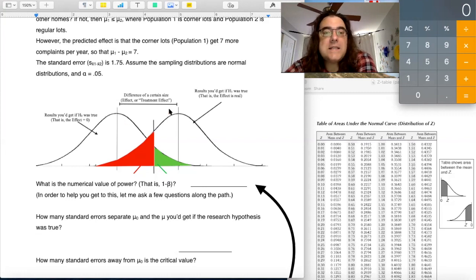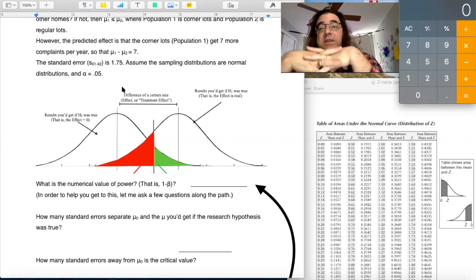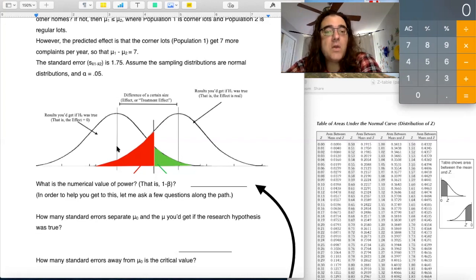Now, why is this 7 right here? Well, that's because if the null hypothesis is true, then taking the number of complaints from everyday houses and the number of complaints from corner houses will give you 0, because whatever they are, they're the same. So the null hypothesis is going to center around a difference of 0. But if the alternative hypothesis is true, then the typical result you'd get would be 7 more complaints for corner houses, which would make this distribution center around 7.